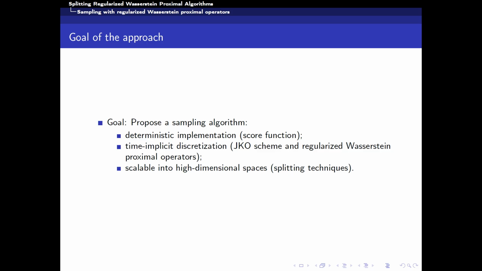Then the second goal for our algorithm is we are hoping to have some kind of time-implicit discretization, very similar to the JKO scheme. But later I will mention that the JKO scheme is not going to be easy to compute. So we want some approximation to the JKO scheme that is much easier to evaluate. However, we still try to keep the time-implicit nature of the discretization. The reason is that this kind of discretization usually allows us to work with a larger step size and also makes the algorithm more stable. Okay, so this is the second goal.